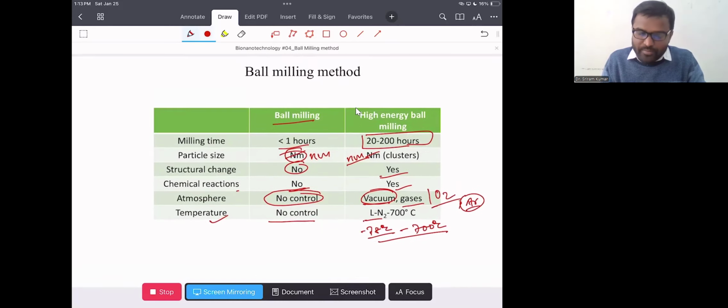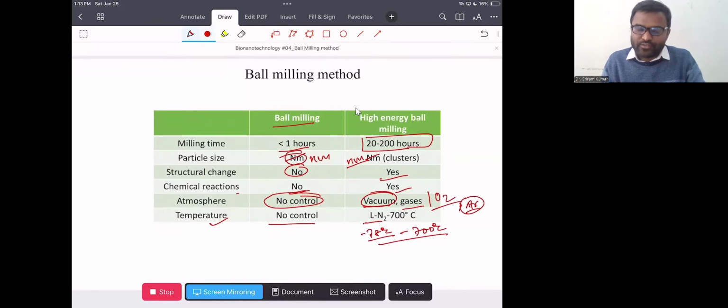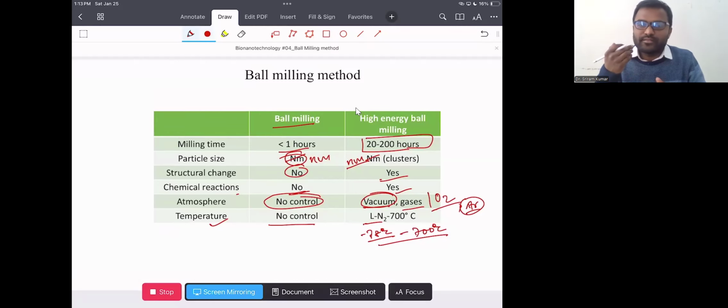So this is all about the way we develop nanomaterial, and the simplest way of developing nanomaterial is the ball milling method. In the next class, we are also going to learn the physical vapor deposition technique and the sputtering technique. And later on, we are also going to learn chemical vapor deposition.